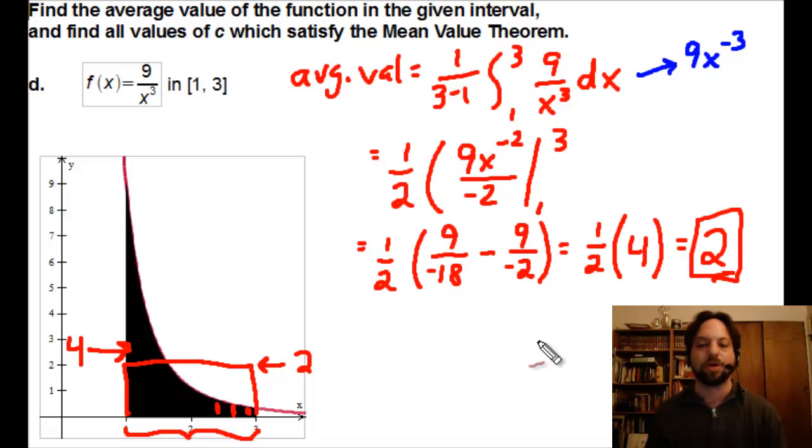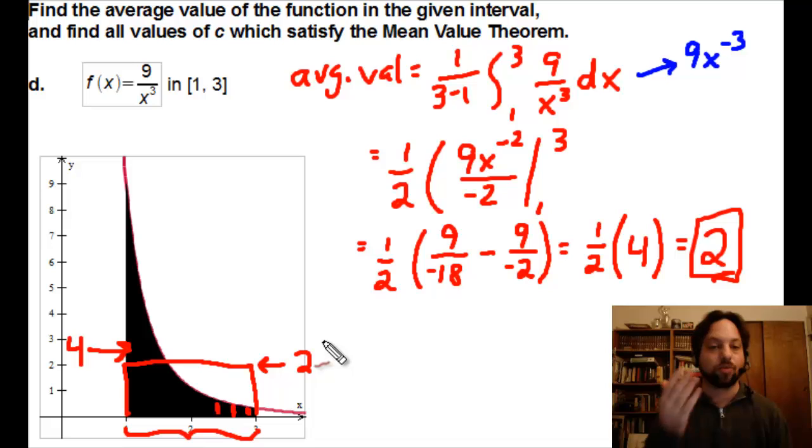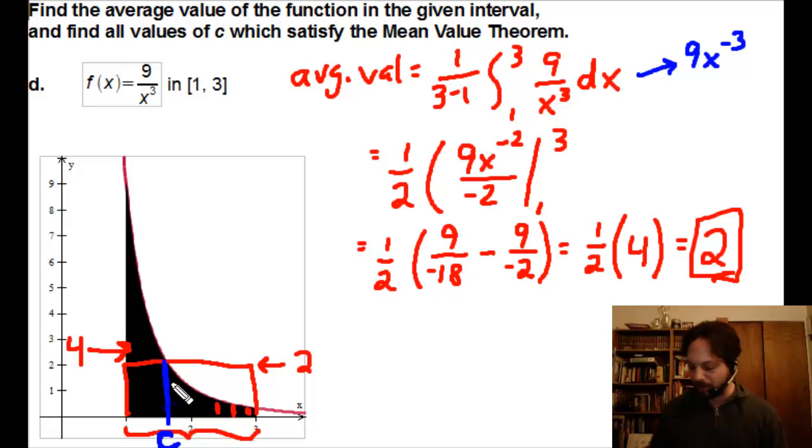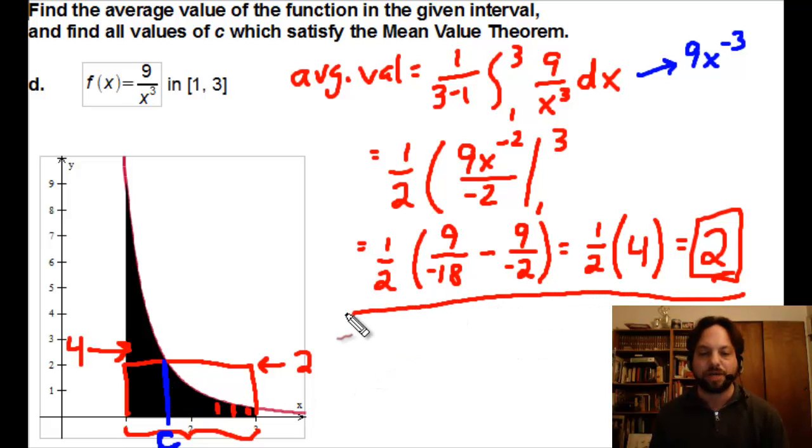Average value is 2. Now, the mean value theorem, what is that going to do for us? It's simply going to tell us what value of C our average rectangle is at. And how do I go about doing that? It really is not too difficult. What I'm going to do is I'm going to say somewhere, our actual function, which is 9 over x cubed, is going to equal that average value, which is 2.